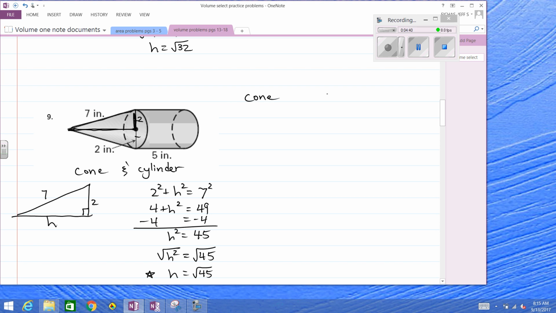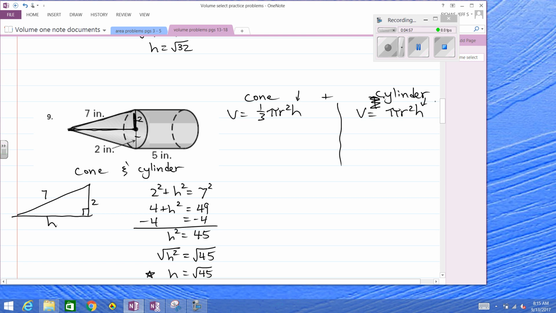We'll say cone plus cylinder. Sorry. So this volume is going to be 1/3 pi r squared h. Okay, and this one's going to be just pi r squared h. Now these h's are going to be different. Okay, so let's see that.